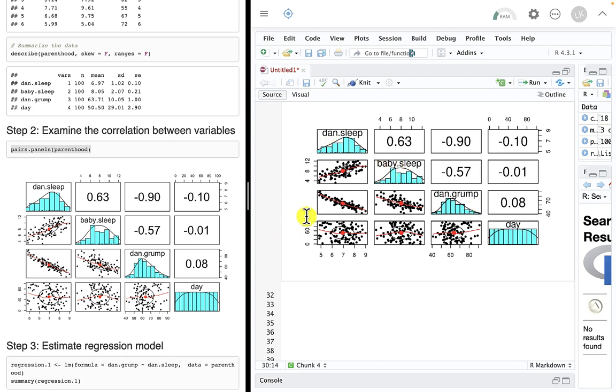And that's really handy. We can see things like skew, all right? And if it's roughly normally distributed or if it has some kind of other weird distribution. For example, I look at Dan's sleep, baby's sleep, Dan's grumpiness. They're not perfectly normal. There's probably a little bit of skew in each one of them. But overall, for real world data coming from the field with only 100 observations, I'd say it's pretty close.